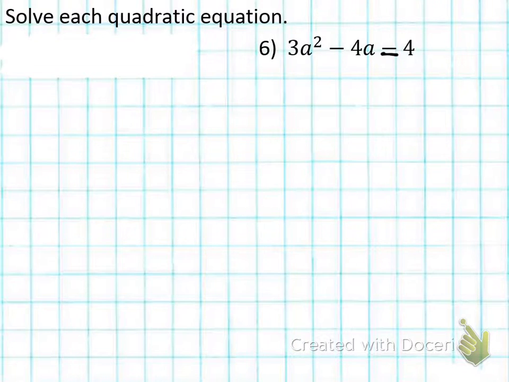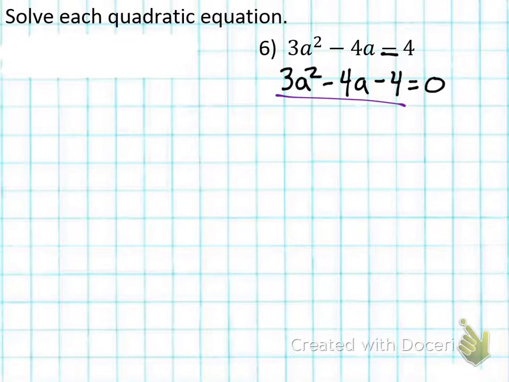Okay, so for this example, we need to make it equal to 0. So to make it 0, we're going to subtract 4 from the other side. So that gives me 3a squared minus 4a minus 4 equals 0. Okay, and do we have a GCF here? No, so what's the method we're going to use to factor? X-box. Okay, so I want you to work on your X-box and finish the problem with your partner. Just give me your final answer on your iPad.